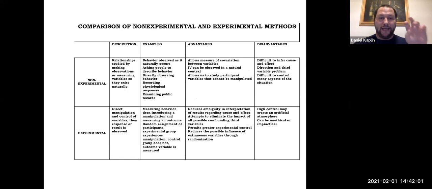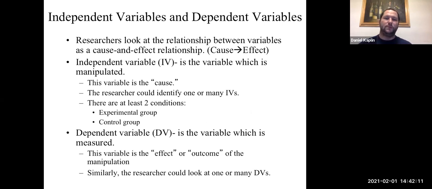So here is a summary between non-experimental and experimental groups, examples of what they are, advantages and disadvantages. Now, I said in an experiment, the independent variable is the variable you manipulated. That is oftentimes referred to as the cause, right? Or we want it to be the cause.